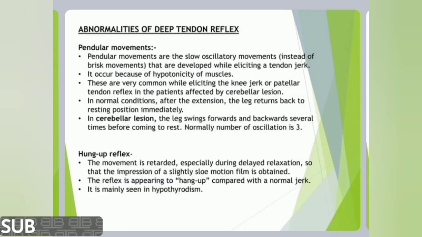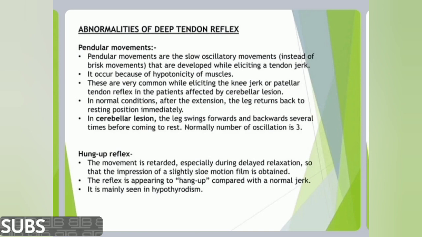Now see the abnormalities of deep tendon reflex. First one is pendular movements. Pendular movements are slow oscillatory movements instead of brisk movements. Brisk movements are those that are very rushy and fast, and slow oscillatory movements are those that move the joints to and fro. Pendular movement is one of those oscillatory movements that develop while eliciting a tendon jerk. It occurs because of hypotonicity of muscles. When muscles lose their tone and become hypotonic, then pendular movements most commonly occur.